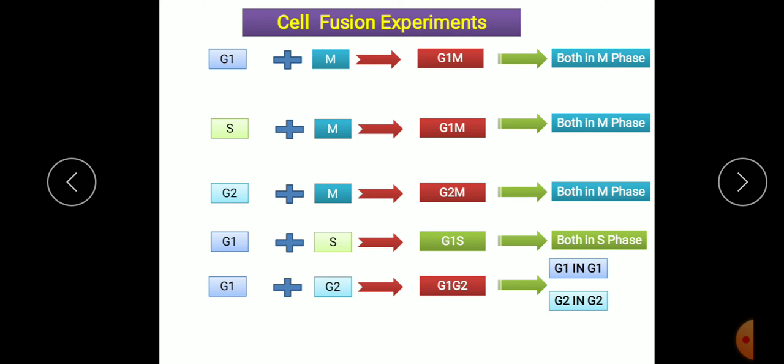A 4 marks question is expected in the CSIR NET exams. So this is all about the experiment.